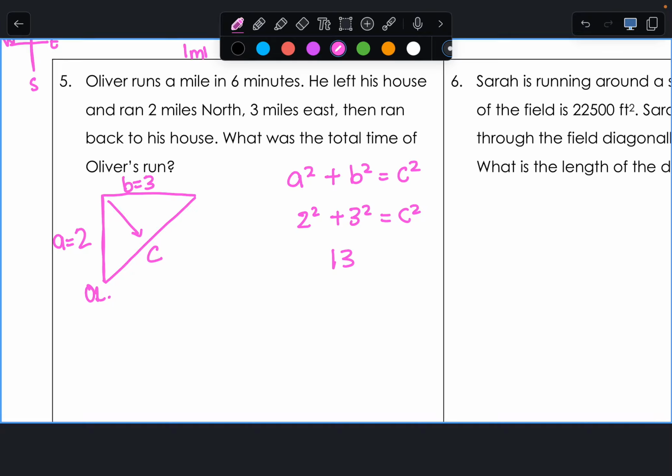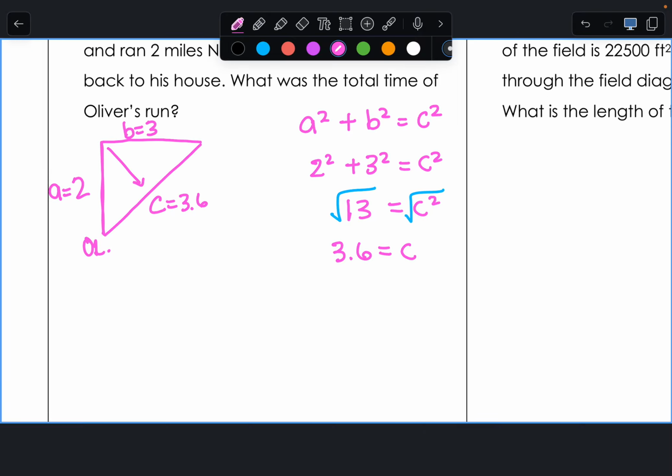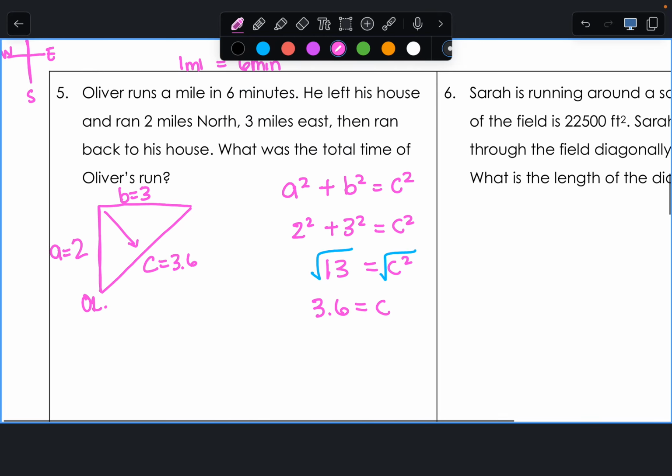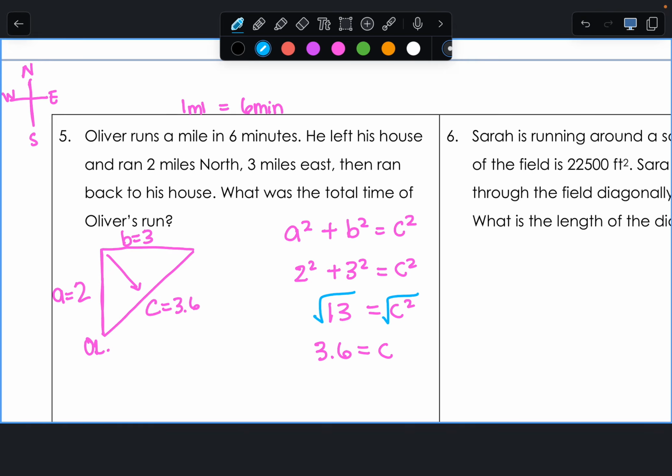13. Now don't forget to do what? Square root. What is the square root of 13? Okay. But that does not answer the question. 3.6 represents what? The amount of miles. Okay. So it says, what was the total time? How do we figure out the time for each one of them? If you have 1 mile is 6 minutes, what do you do with each group of miles? Not add, try multiply them by 6.